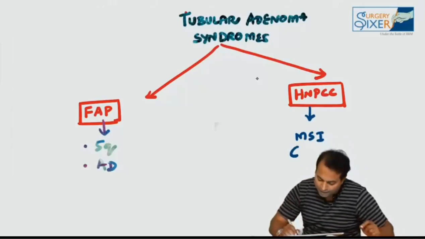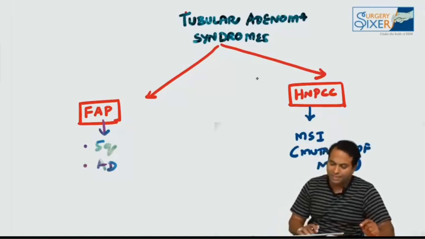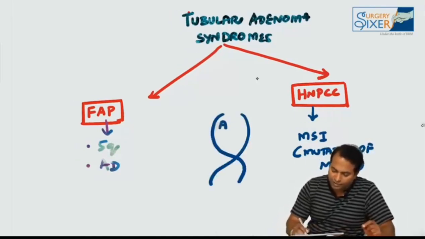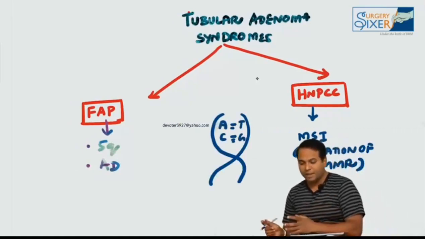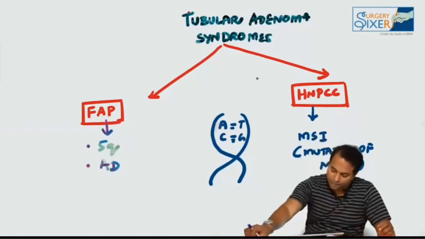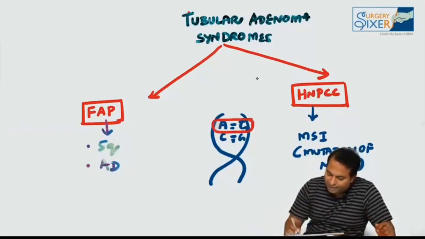Microsatellite instability is a mutation of what gene? Mutation of the MMR, mismatch repair gene. In the formation of DNA, adenine will bind with thymine, and cytosine will bind with guanine. This is normal binding. If something abnormal happens, for example A binds with G, this pair is removed by the mismatch repair gene.